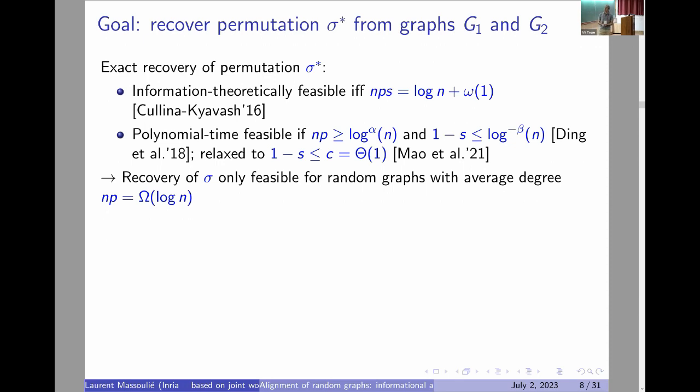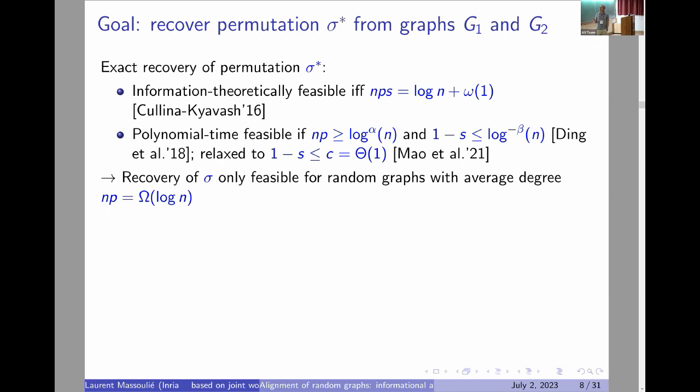And people then were interested in determining when it is feasible in polynomial time to recover this unknown sigma star. And results started to come out in 2018. There's been rapid progress on the question. So the first results required the average degree n times p in both graphs G1 and G2 to be polylogarithmic, and that the correlation parameter S be close to 1, so 1 minus S be like the inverse of a polylog function. This has been improved.